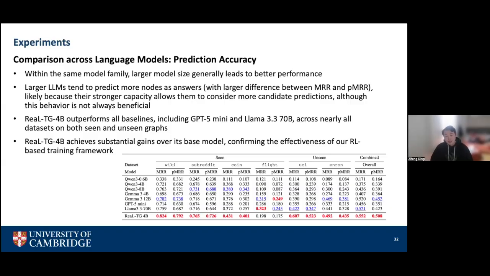And then the RealTG 4 billion will outperform all baselines, including GPT-5 mini and Llama 3, across nearly all datasets on both seen and unseen graphs. We also observed that our fine-tuned model achieved substantial gains over its base model, confirming the effectiveness of our training framework.